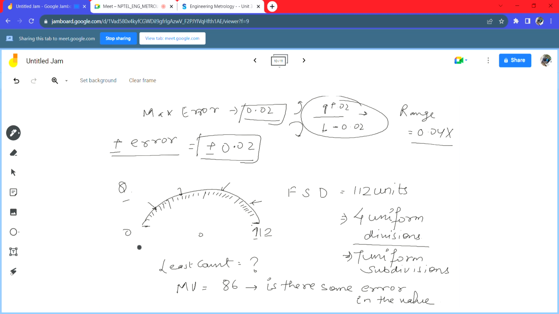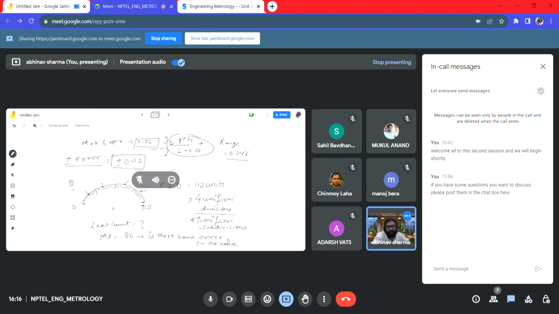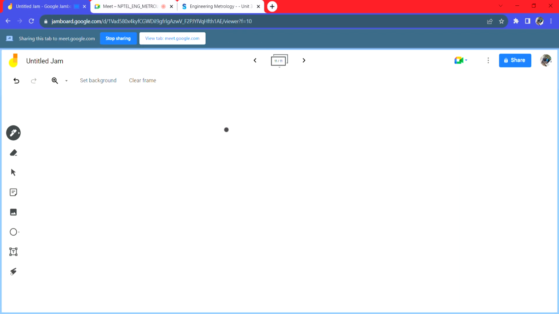So for 1 it will give the value to be 0, for 3 it will give the value to be 4. To be very precise, if the value is 2, it should be either 0 or 4. So there is always the possibility of this plus or minus 2 error. Understood, all of you? Yes, sir. Okay.